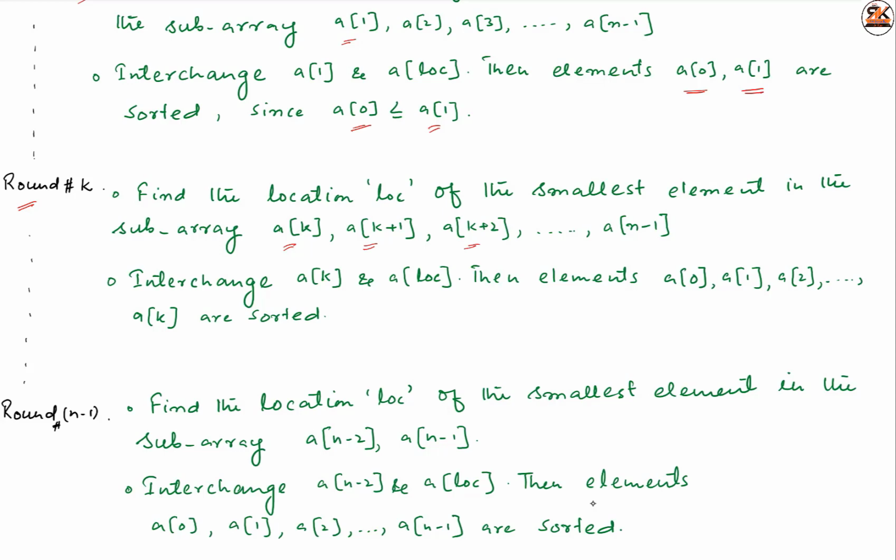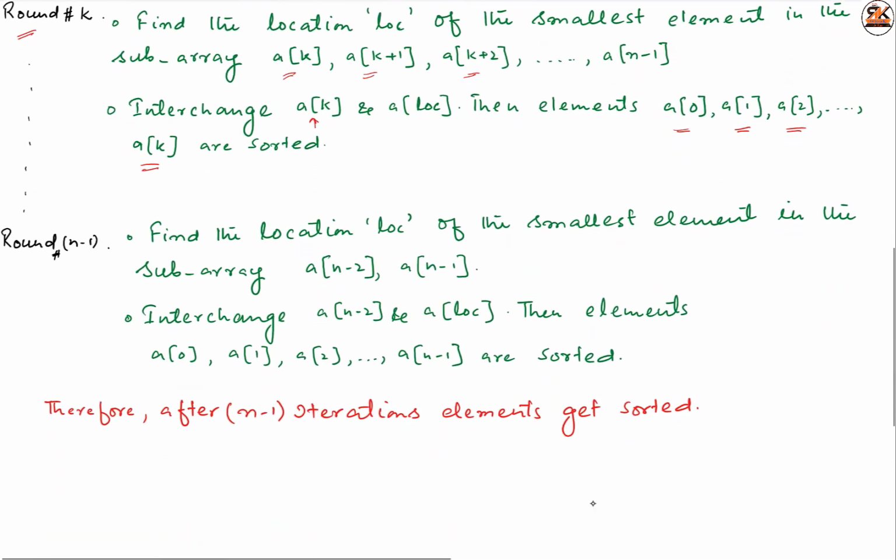So we find the location of that element, the smallest element, and we interchange it with the first element of the sub array, and here in this case the first element is ak. We go on interchanging the smallest element with the first element of the sub array, and then we get the sorted list of elements: a0, a1, a2, ak are sorted now.